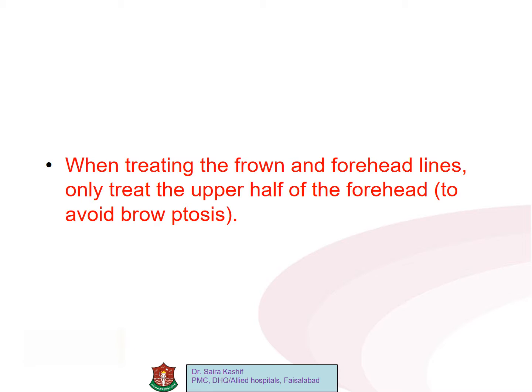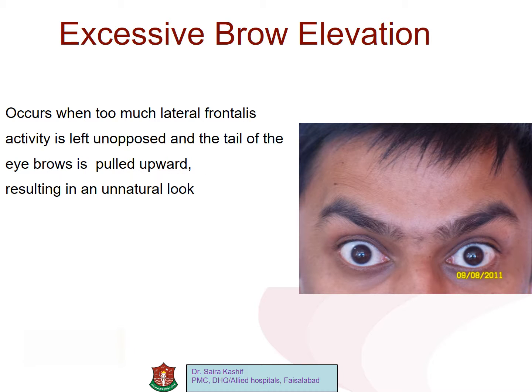Because if you are treating the glabellar complex, some of the toxin will diffuse into the lower fibers of the frontalis. So to avoid excessive inhibition of the frontalis, inject only the upper portion. This is the complication of excessive brow elevation.